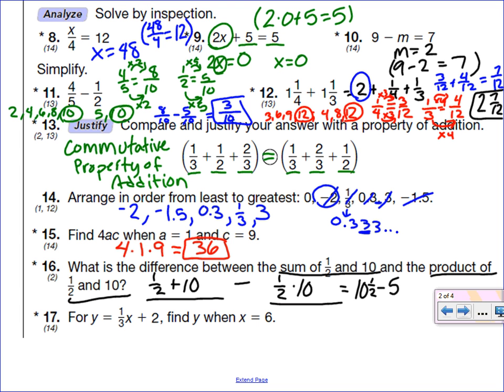And we could do this several different ways. I'm just going to subtract the whole numbers. So 10 minus 5 is 5. And then we still have the half left over. So the difference between the sum of 1/2 and 10 and the product of 1/2 and 10 is 5.5.